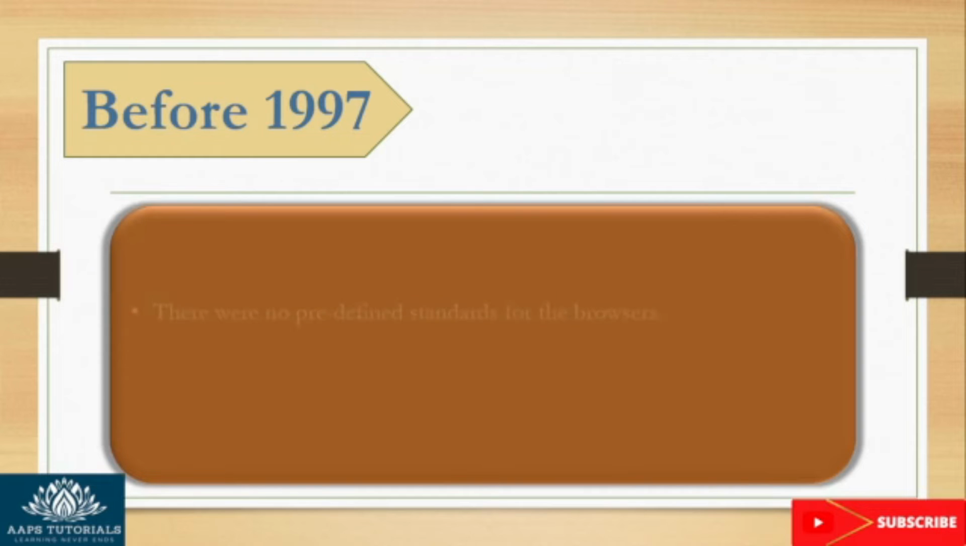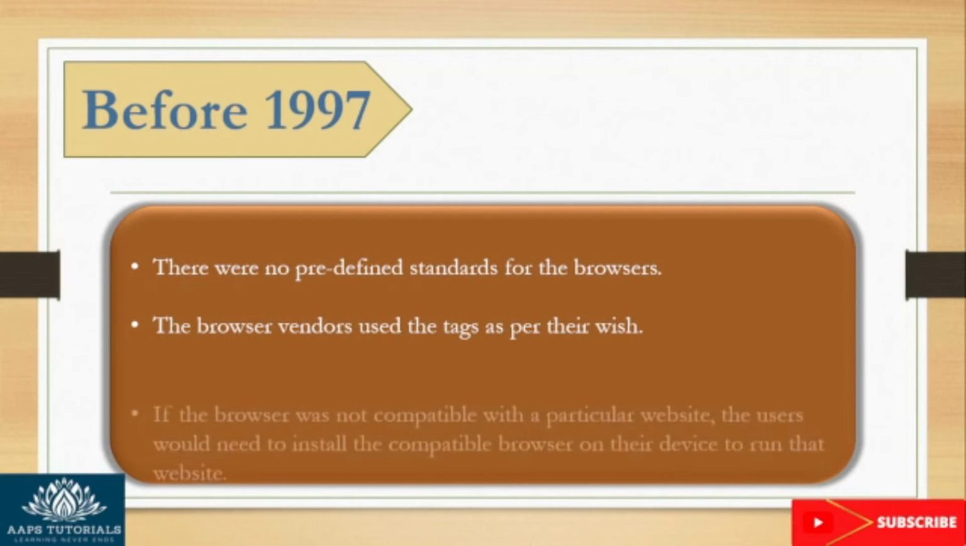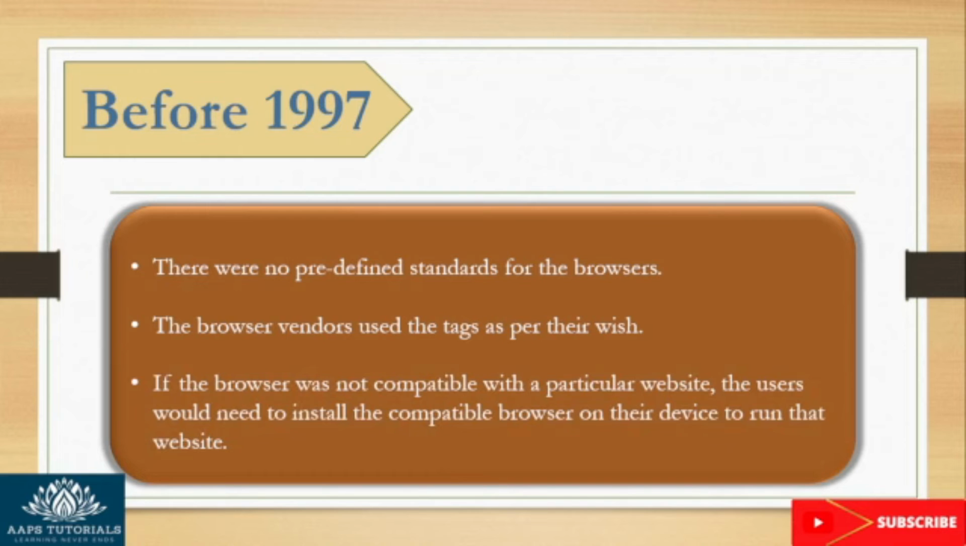But the problem was that there were no particular standards for using the HTML language for the browsers. The browsers used the tags as they wanted. They used the paragraph tag to write headings or the heading tag to write paragraphs. If a particular website was not compatible with the user's browser, then it was the problem of the user. They had to install another version of a browser to run that website. But the browser vendors worked as per their wish.